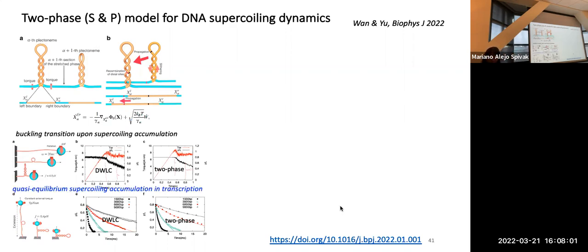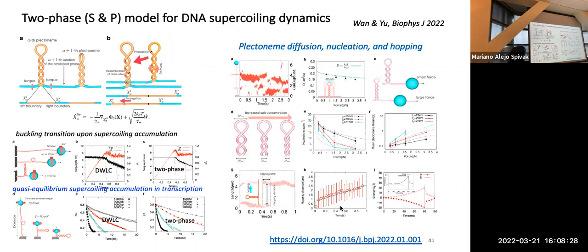And first we show this process. Supercoiling accumulation is comparatively fast. It happens within 1 second, whereas the accumulation takes several seconds. So it's a fast process, and you do not have to worry that the DNA supercoiling accumulates more and more as they go to equilibrium. That is one thing. The other thing is that this two-phase model can reproduce some diffusion, nucleation, and hopping dynamics as measured experimentally.